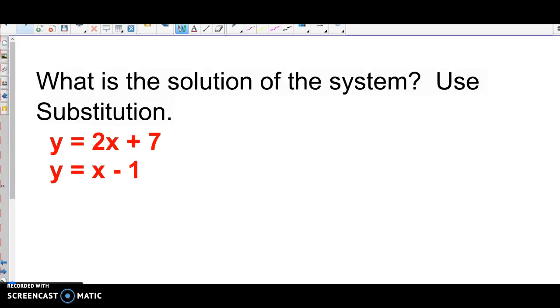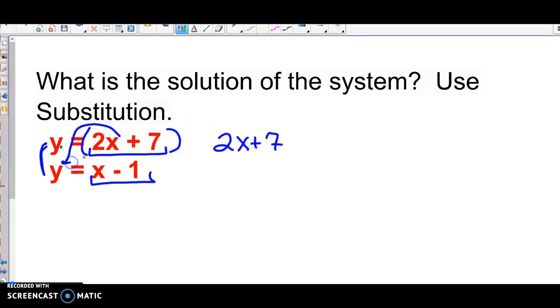The next one says, what is the solution to the system? Now, looking at this, I see that they both equal y. If they both equal y, then I know that they are equal to each other. So I can take 2x plus 7 and set it equal to x minus 1. In essence, you're taking 2x plus 7 and plugging it in for y. All I did is rewrite it. I knew that y equals 2x plus 7 and y equals negative x minus 1. Since they both equal y, I set them equal to each other and solve for x.